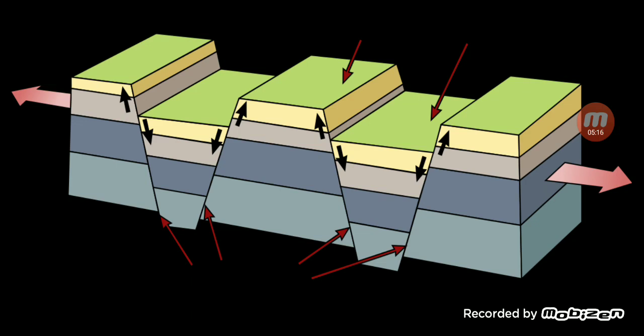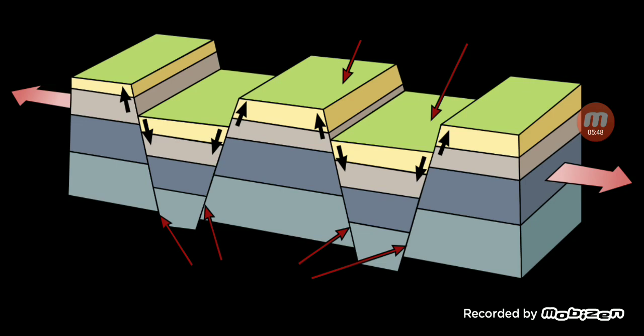When the block between two faults is raised above the surrounding level. When the blocks on either side of the faults subside below the surrounding level. When the block between two faults subsides, goes down below the surrounding level. The block mountains are characterized by flat tops and steep slopes.